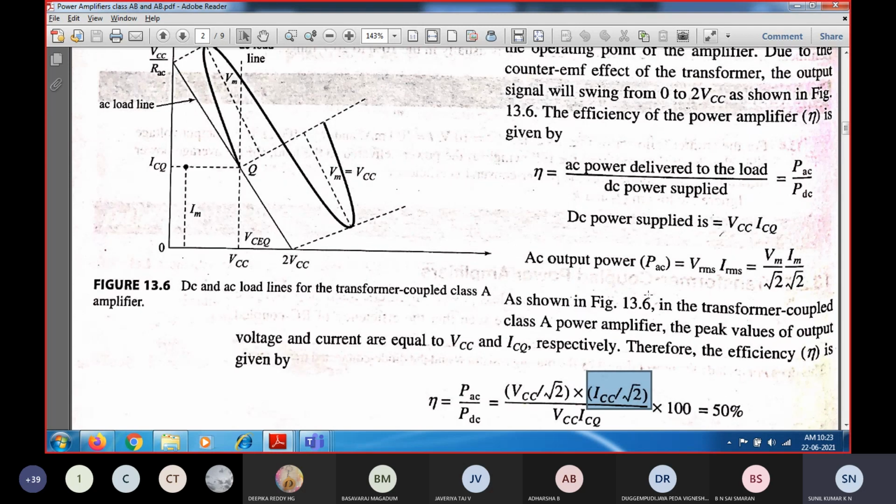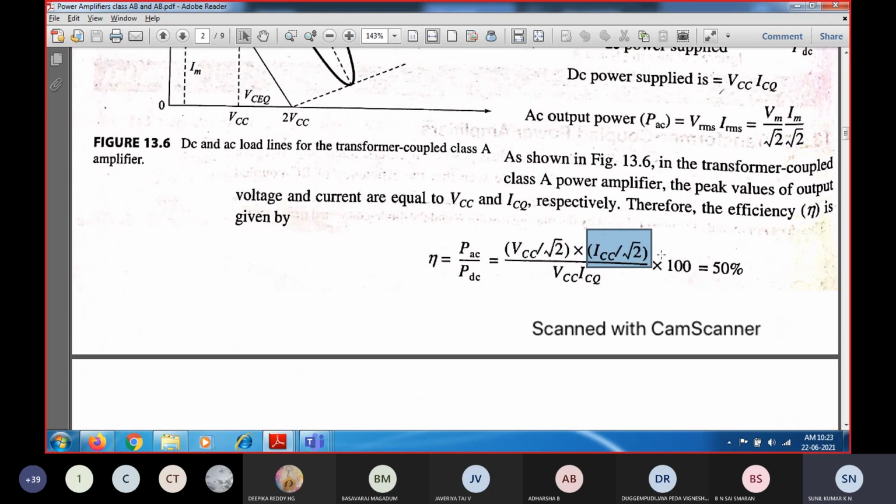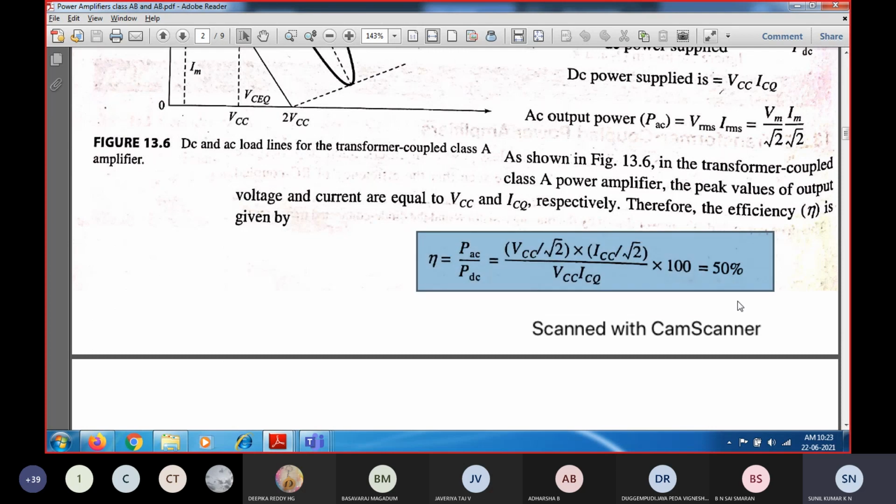So ICC into ICC divided by root 2 and VCC divided by root 2. So divided by ICC into ICQ and multiply with 100. So this you can give the transformer coupled efficiency as equal to 50%. So this is the maximum efficiency which you are going to get when you replace the RC coupled amplifier with the transformer coupled class A amplifier.